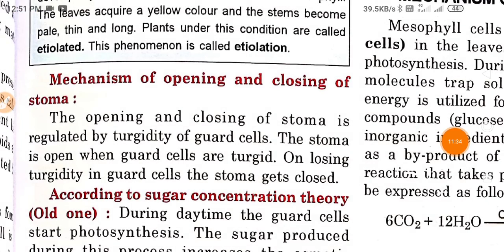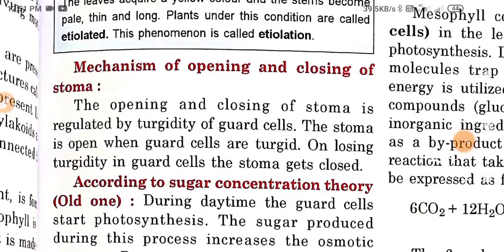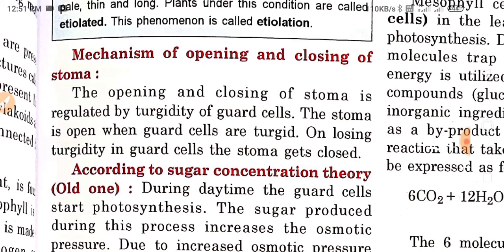The mechanism of opening and closing of stoma you already read about. Just for inference, given here: the opening and closing of stoma is regulated by turgidity of guard cells. The stoma is open when guard cells are turgid. On losing turgidity in guard cells, the stoma gets closed.